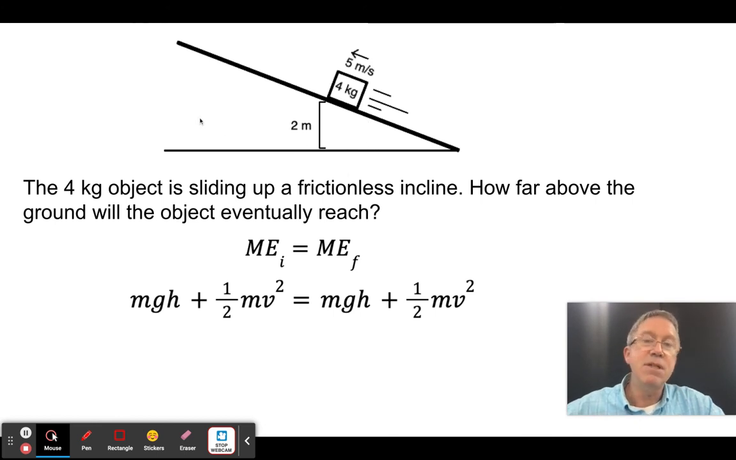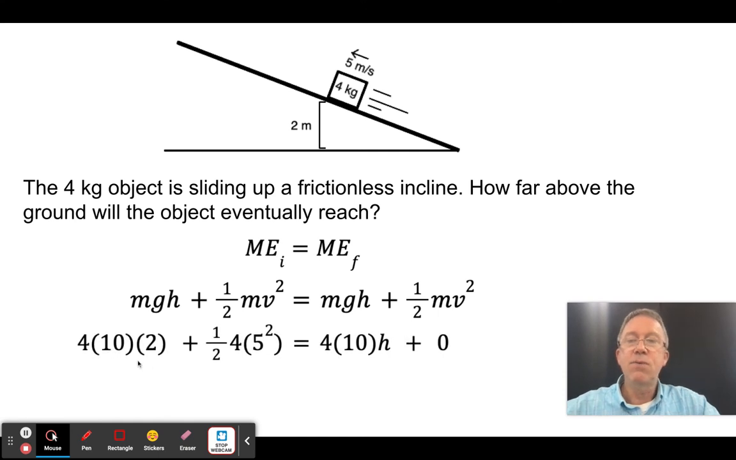at the end, I'm going to say the gravitational potential energy plus the kinetic energy is going to equal what it was to start with. But here's the thing: at the end, this object is not moving, so this velocity is going to be zero, so that goes away. So what I say then is I have 4 kilograms. Gravity is 10, it's 2 meters up, so that gives me 80 joules. Plus I have 5 meters per second squared times half of 4, that gives me another 50. And then I'm going to solve it for h, and I'm going to come up with 3.25 meters.